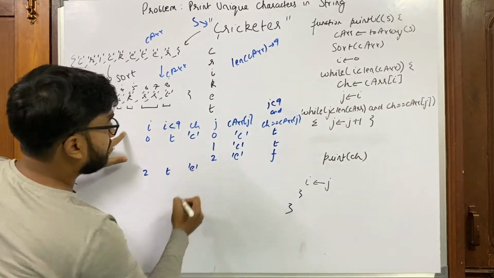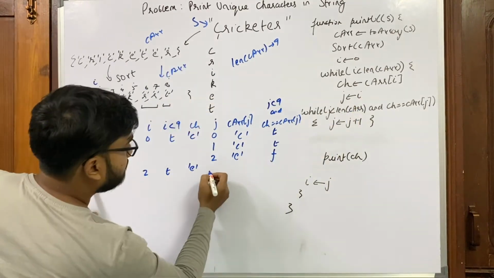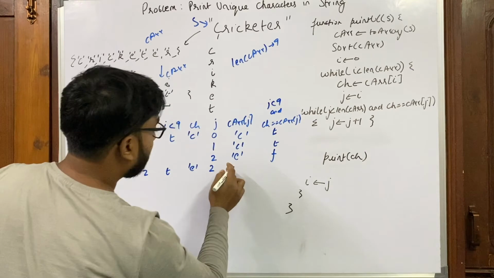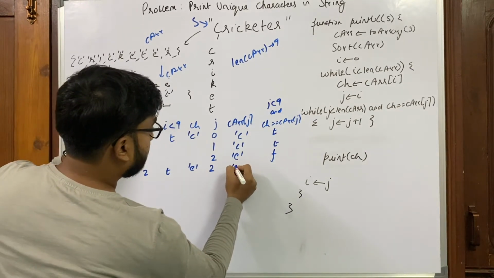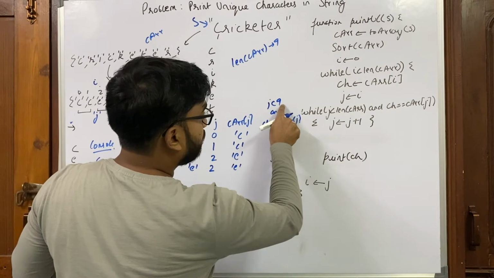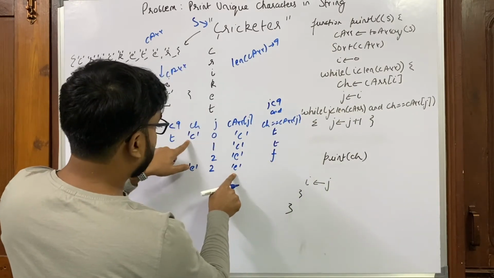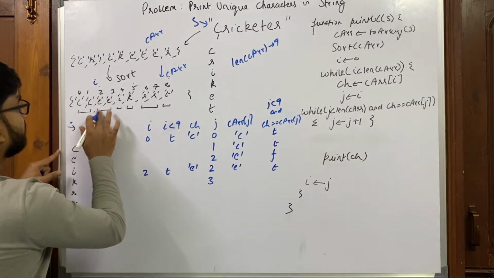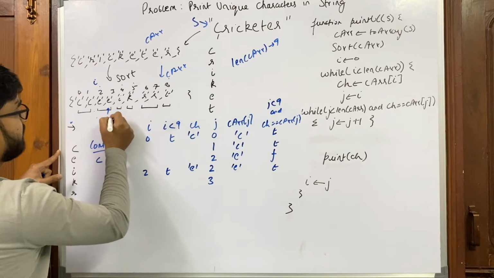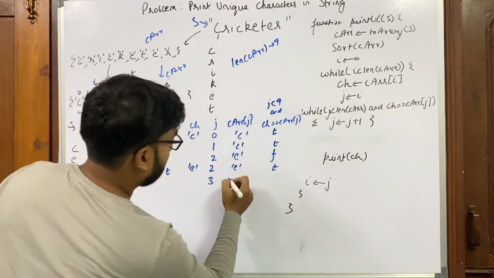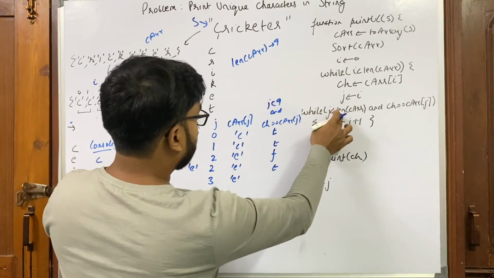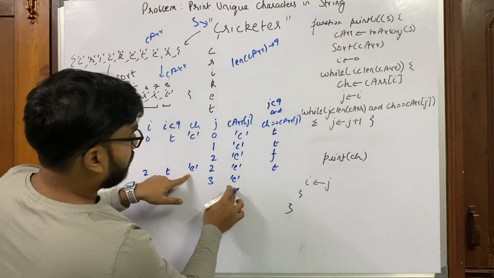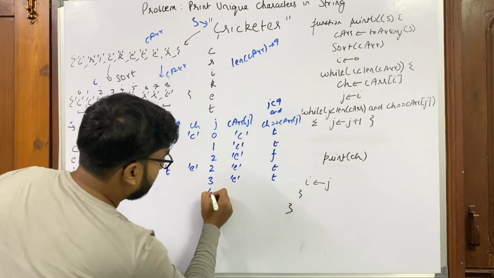So ch is E, J is I, then J is 2. 2 is less than 9 and ch equals CARR of J. CARR of J is E. 2 is less than 9 is true. Ch equal to CARR of J is true. So you do J equals J plus 1, J becomes 3. J comes now to index 3. So CARR of J is E. 3 is less than 9 is true, and ch equal to CARR of J is true. You do J equals J plus 1, J becomes 4.